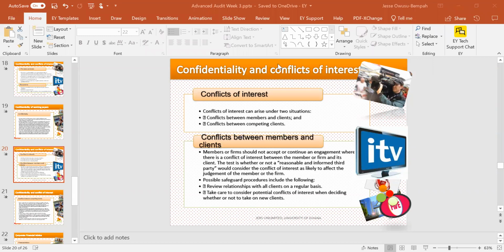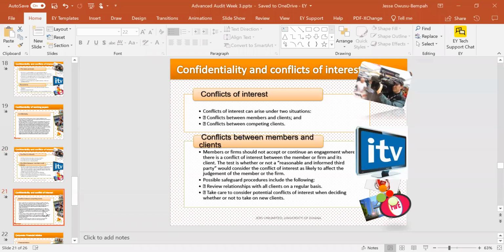So what are some safeguards that you can use here? You must always review your relationships with clients on a regular basis. If you have any relationship with your clients, you must constantly review it. Very, very key. And you must also be aware of potential conflicts of interest when you are taking on a client. So that's it between conflicts between members and clients.